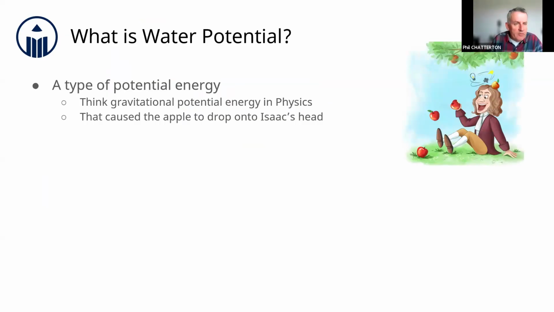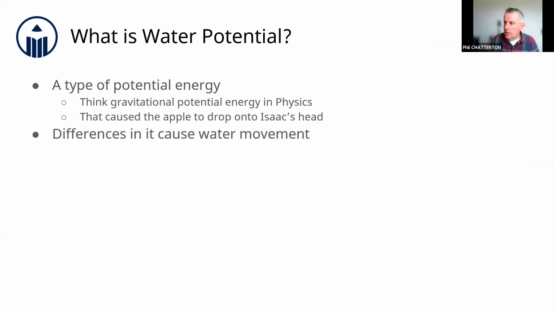Where you've come across potential energy before in your science education is probably to do with gravitational potential energy in the physics classroom. The sort of potential energy that is converted into kinetic energy in the way that the apple, when its stalk degraded, fell off the tree and hit Isaac Newton on the head. The potential energy was converted into movement. Now, we're not doing a physics session today, but there is a parallel there because differences in water potential do cause the movement of water.